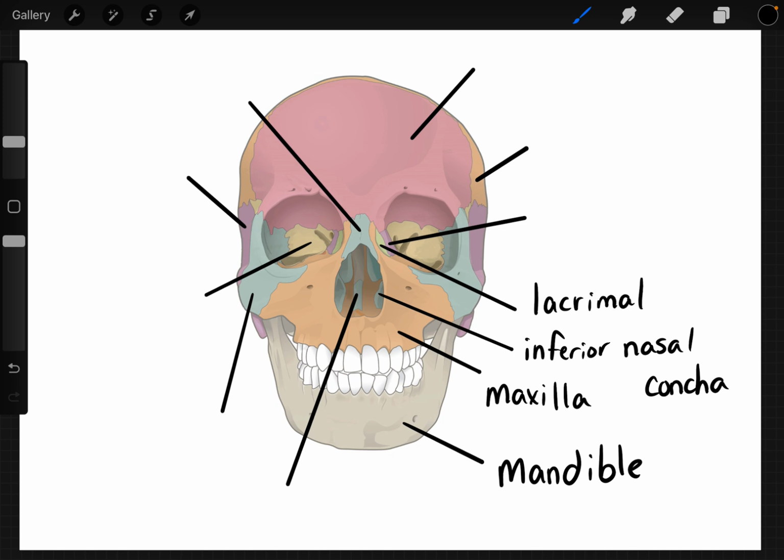The one posterior to it or behind it is going to be ethmoid. The orange one above that on the side is going to be parietal. Then frontal. Okay, right in the middle is going to be the two nasal bones. Purple on the side is going to be temporal.